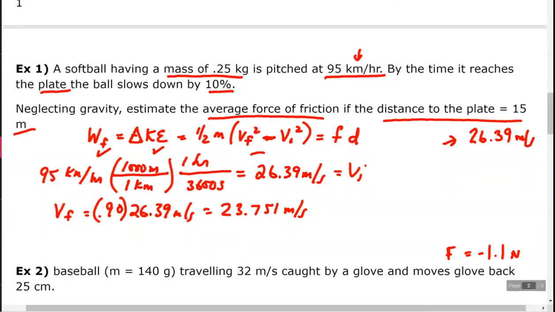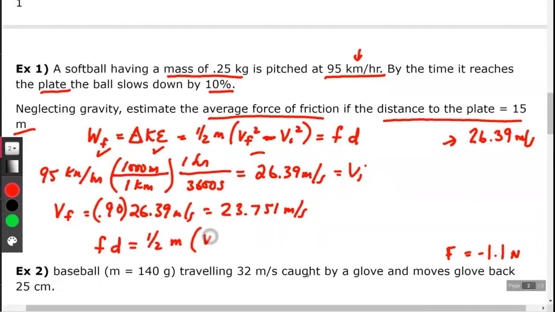And now we've got to get back to our equation that the work done against friction, which is friction times d, equals 1/2 the change in the mv, the change in the kinetic energy rather. So that's vf squared minus vi squared. Let's go over what we have to find: the average force, which is the force of friction. Friction we don't know, but we do know the distance between the thrower and the plate, which is 15 meters. And so let's do a little substitution.